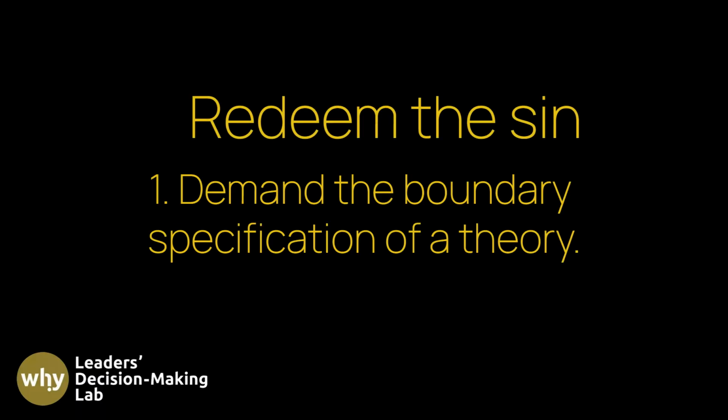The first strategy is to demand the boundary specification of a theory. This means asking not just what a leadership theory predicts will happen, but also what it predicts will not happen. This helps establish the theory's boundaries and makes it more falsifiable. If a theory claims that a certain leadership style increases team creativity, we should also ask, are there any situations where this style may not increase creativity or may even decrease creativity? In doing so, we create more opportunities for meaningful empirical testing and refinement of our leadership theory.